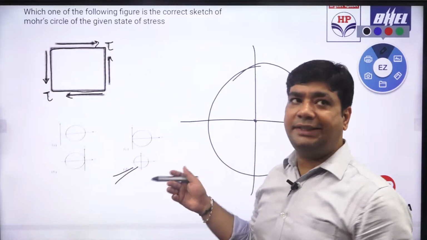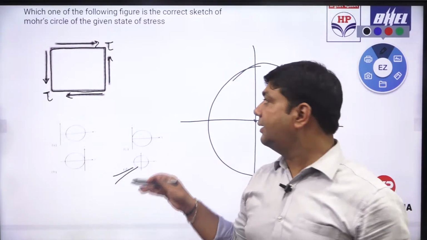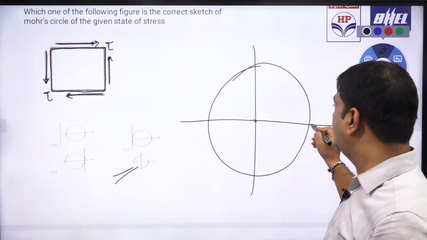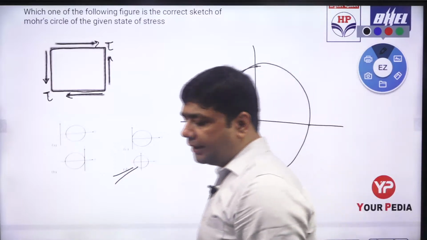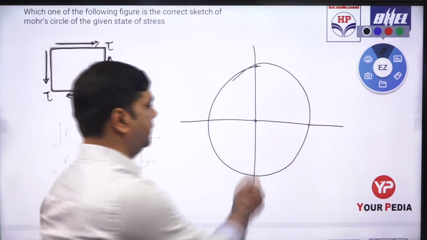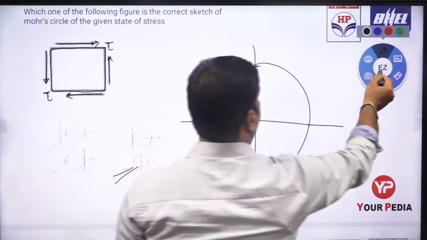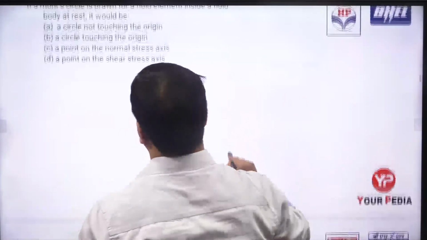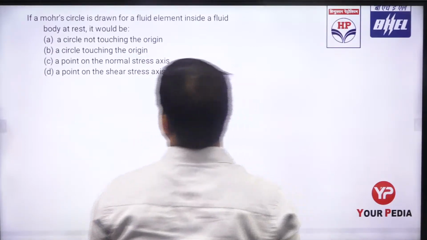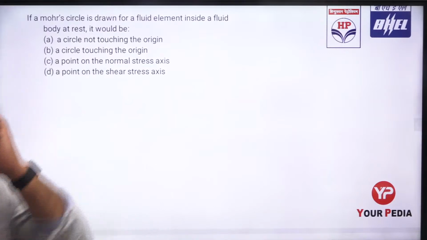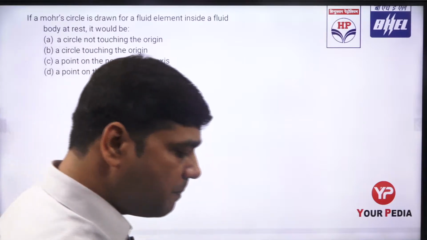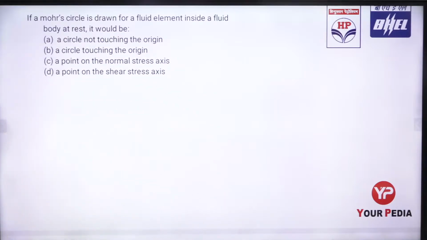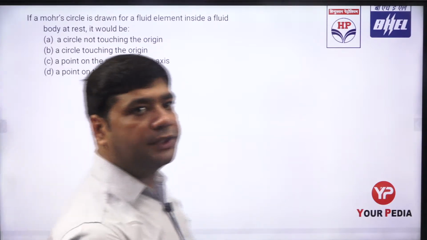So in the previous case we saw that sigma 1 equals to sigma 2 equals to tau was coming. So the same thing you can analyze from this. This is also tau, this is also tau, this is also tau, this is also tau. So the circle is formed like this, the circle which is passing through the center of the axis. Clear? So we are doing the next numerical. Just solve this one. What's the answer of that?